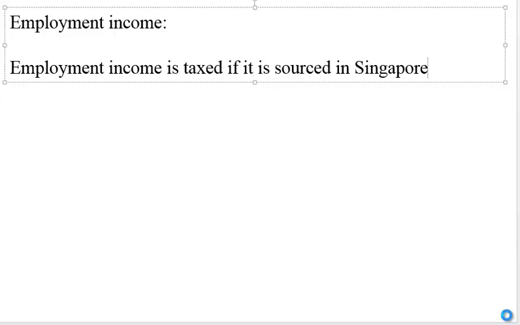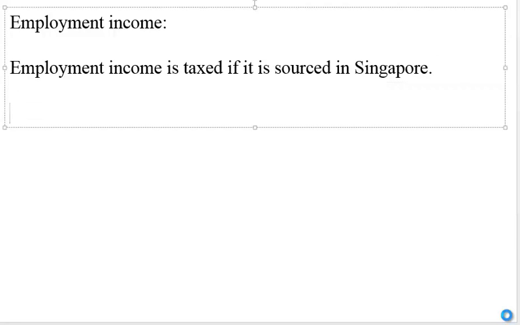Sourced in Singapore means the employment income is being received by a contract that was signed in Singapore. So you sign a contract, you start your job in Singapore. Who is paying you salary? A Singapore employer. So it is sourced in Singapore, it should be taxed.